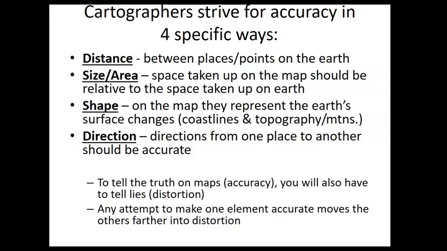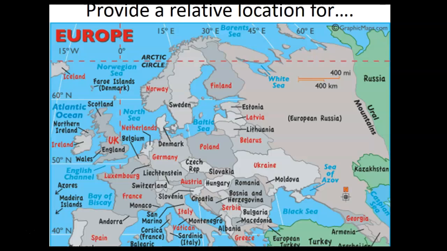If you really are trying to show size and area, then the shape of the countries gets wonky. If you try and be really clear with direction, then the distance gets thrown off. So you get distortion when you are trying to be accurate with maps. So we are going to hold you to knowing 3 different projections, and the 3 different projections I'm going to go through here in our PowerPoint.